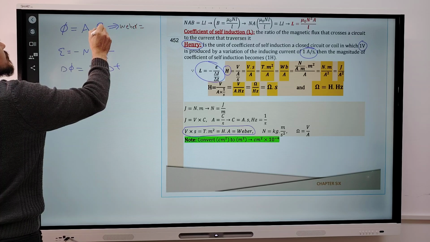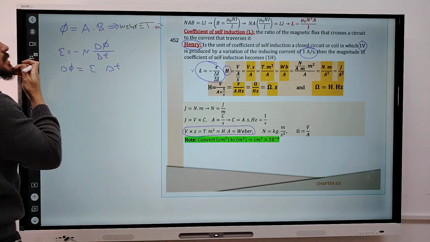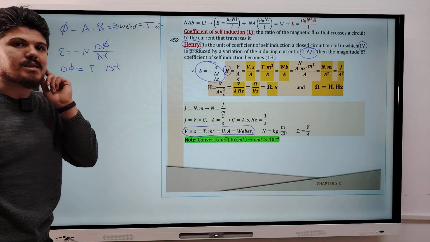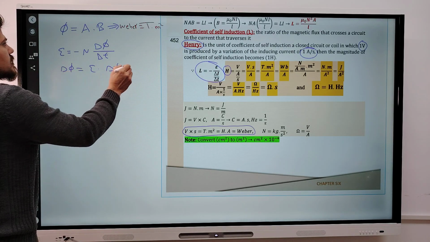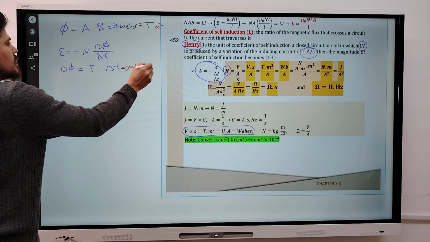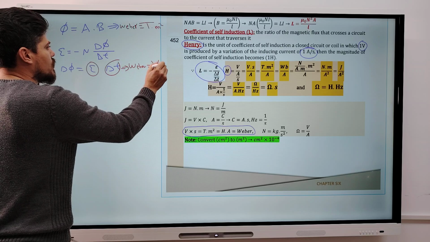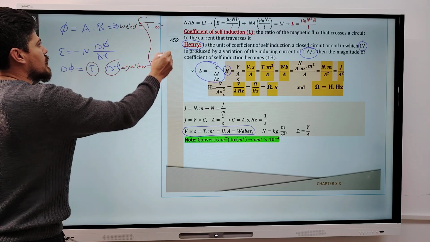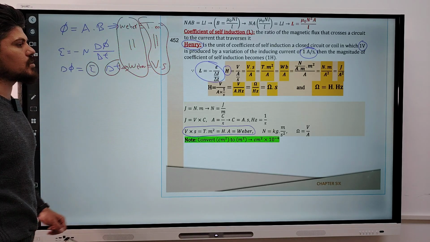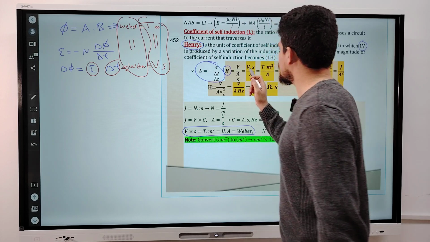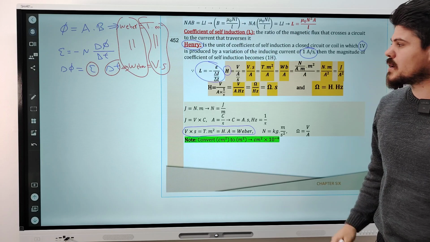Okay? Is equal to what? Magnetic field Tesla, A area meter square. So it means that Weber is equal to what? Tesla meter square. Okay? Here the same thing. Look, flux is Weber, is equal to potential difference volt times second, is equal to volt second. So if these two sides are equal, Weber is equal to Weber, also Tesla meter square is equal to volt second. Okay?